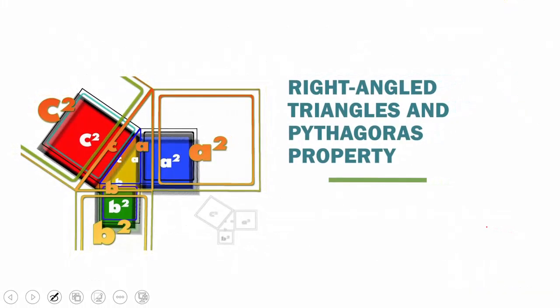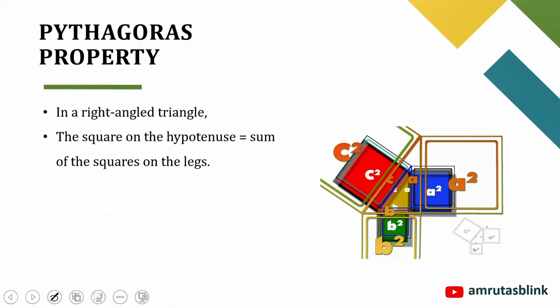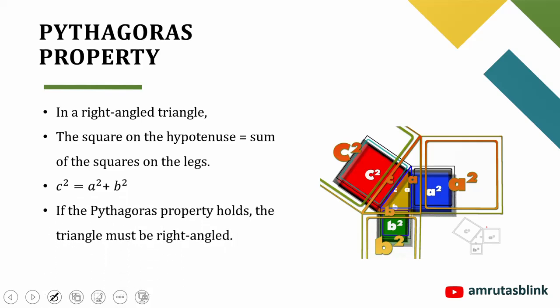Now we'll move to the last part of this video, that is right angle triangle and Pythagoras property. Now what is Pythagoras property? In any right angle triangle, the square of hypotenuse is equal to sum of the square of the legs. So for example, in the given diagram, let's say C is the hypotenuse and A and B are the sides. Then hypotenuse square is equal to sum of the squares of the legs, that is C square is equal to A square plus B square. If the Pythagoras property holds, the triangle must be right angled.